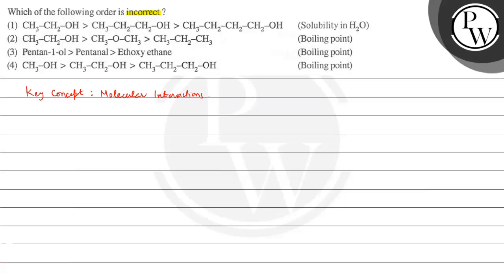First option में क्या है? Ethanol, then propanol, then butanol, and we are checking the solubility in water. All right. So this is CH3CH2OH. The next compound is CH3CH2CH2OH, and the next compound is CH3CH2CH2CH2OH. Alright, और हम check कर रहे हैं solubility in water. Now, water solubility is due to hydrogen bonding. Alright, and hydrogen bonding सब में possible है because we have these OH groups.